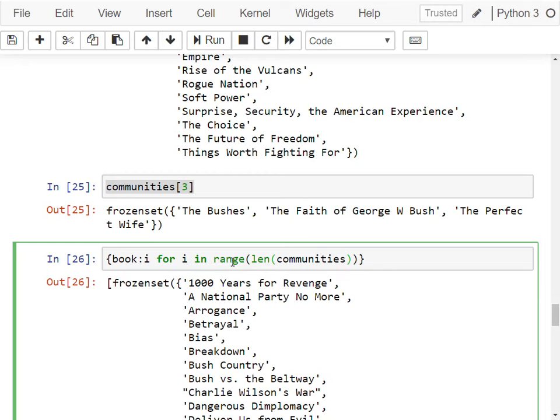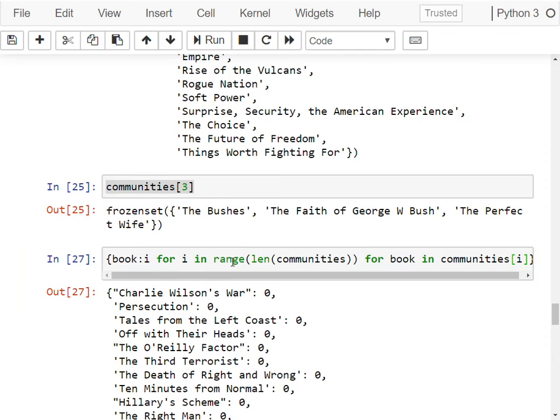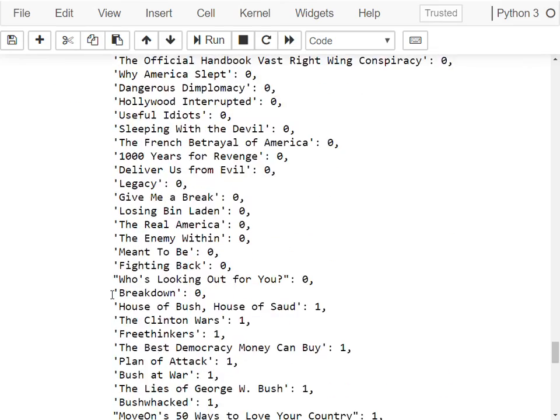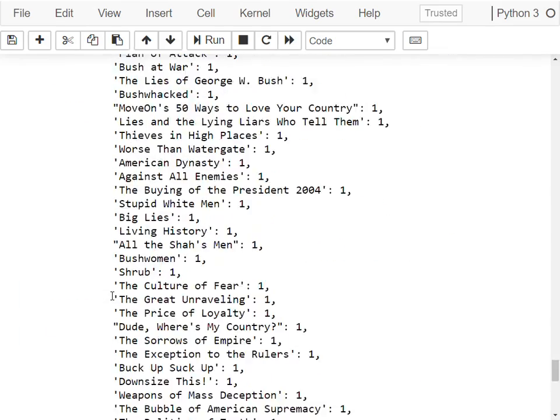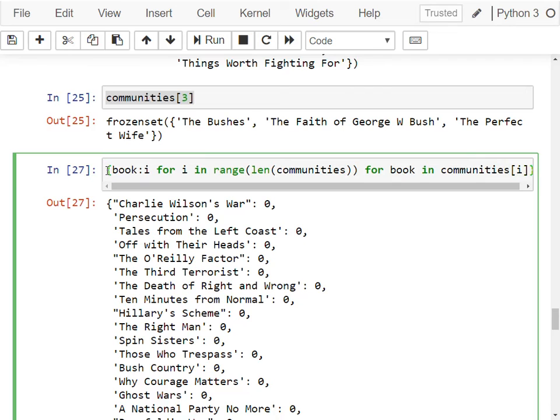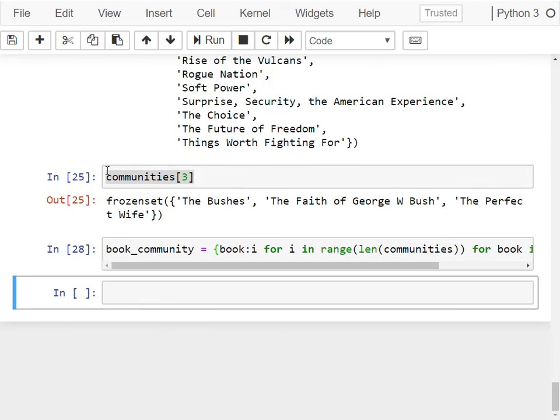So I will go over 0, 1, 2, 3, but how about books? Well, book will go over each of the members of each community. So for book in communities of i. So what we have now is a dictionary mapping each book to its community number: 0, 1, 2, and 3. Let's call this one book_community. And we're going to use this dictionary to determine the colors of the nodes in our drawing.